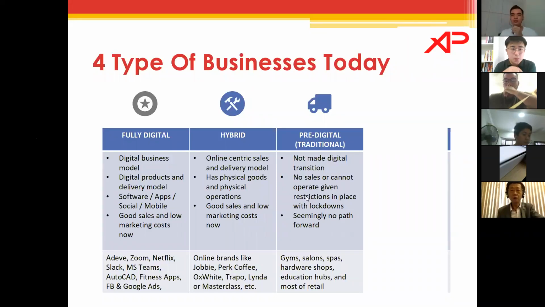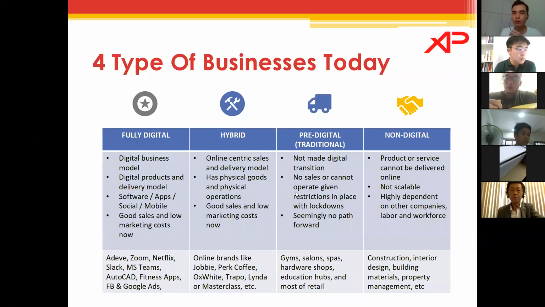And then we have the last segment, which is the non-digital ones at all, right? When we talk about the non-digital ones, it's absolutely a product or service that cannot be delivered online today. It's not scalable, it's also highly dependent on other companies or labor or workforce, which cannot be deployed today. So if you look at this, Richard also falls into this: construction, interior design, building materials, B2B. I think we have Miko, which is in building materials. Property. All of this can't be turned online, but is that true? Later, I'll give you some insight of what you can do.